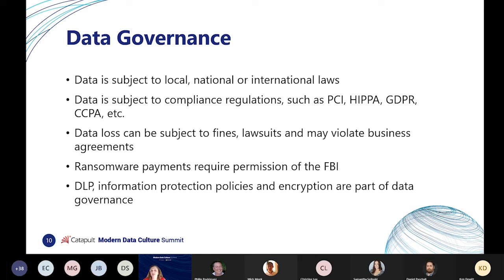So, data governance. Data, of course, is going to be subject to a broad landscape of regulations and laws. It's going to be subject to local, national, or international laws. And of course, these laws and the different ways that we're thinking through how to protect the data are often based upon lessons learned from different data breaches or attacks, or things changing in the regulatory landscape. We just want to make sure that we're staying abreast of that.